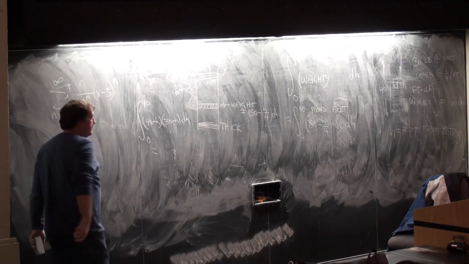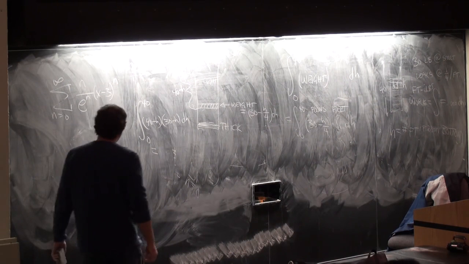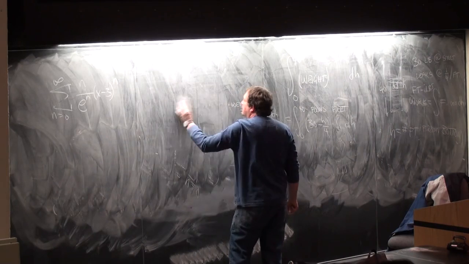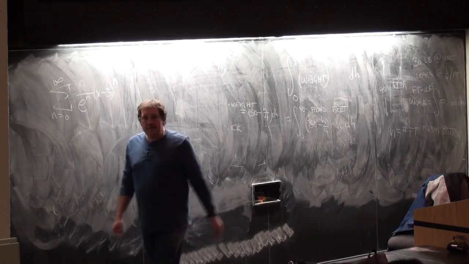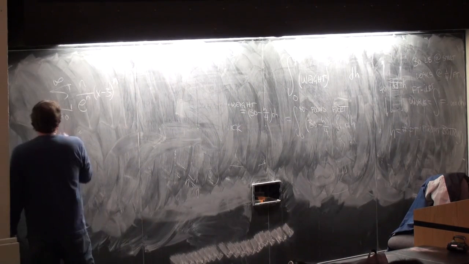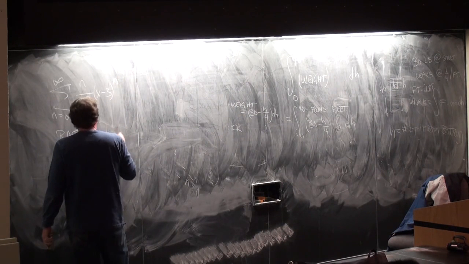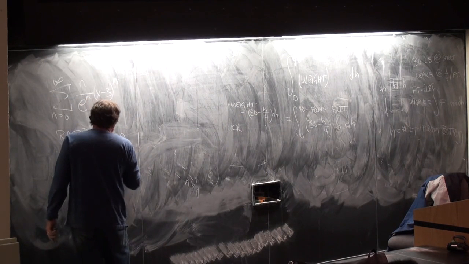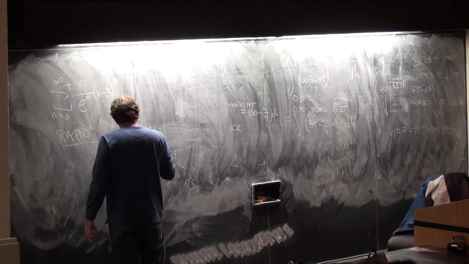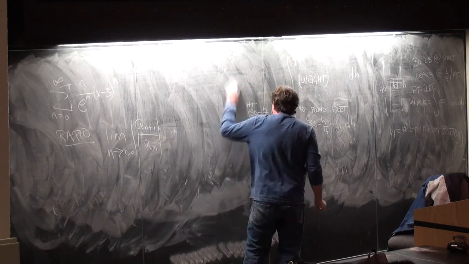But we want to know for what x does this converge? To figure out for what x this converges, we just say x is some number and we look at the ratio test. We take the limit as n goes to infinity of the next term over the current term. We want that to be less than 1 to make it converge.